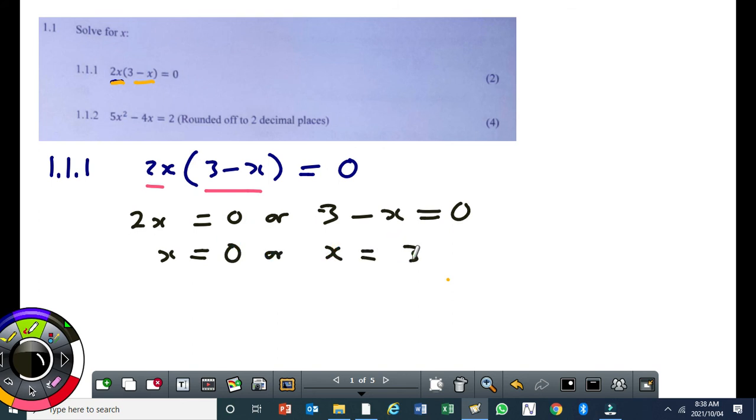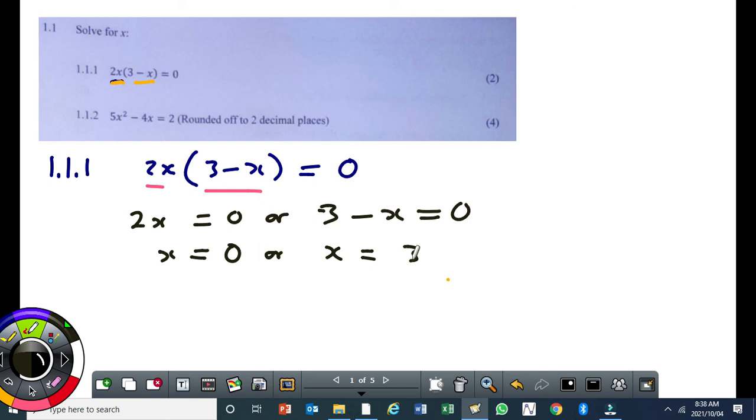By the way, you can also take this minus x to the right hand side and you get 3 equal to x, which is the same as x equal to 3. I expect you to be aware of that. So be aware that the first question will be on solving a quadratic equation. You have to be a master of solving quadratic equation. So this is the first part.